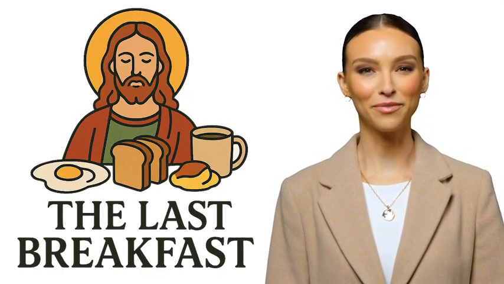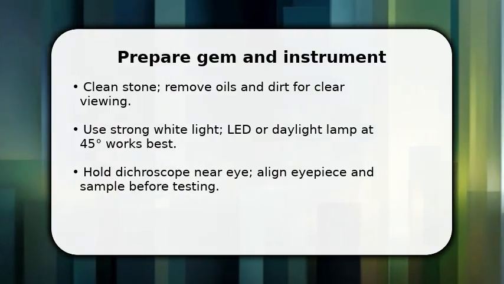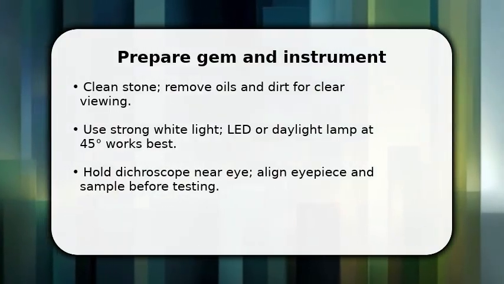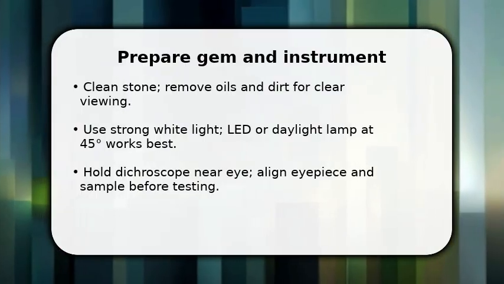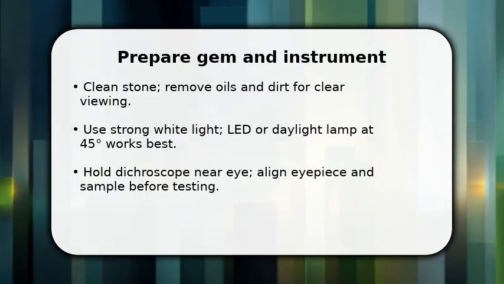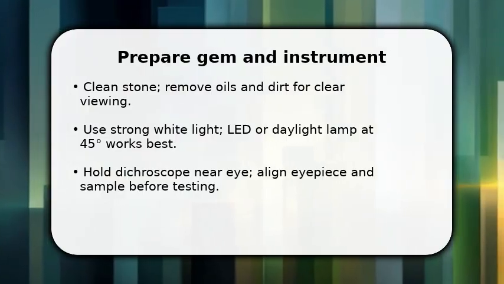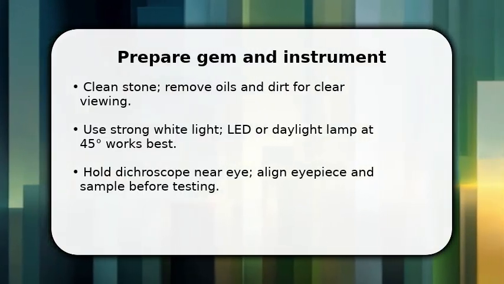Please enjoy the video. You start by cleaning the stone and preparing a bright white light. This reduces false color. Once done, hold the dichroscope to your eye and bring the gem into the viewing zone. Position the light at about 45 degrees so internal colors appear. Make sure to orient the instrument so the split images are sharp.